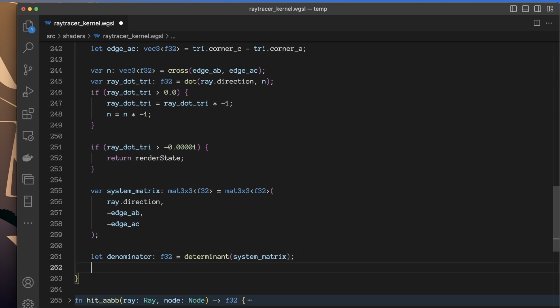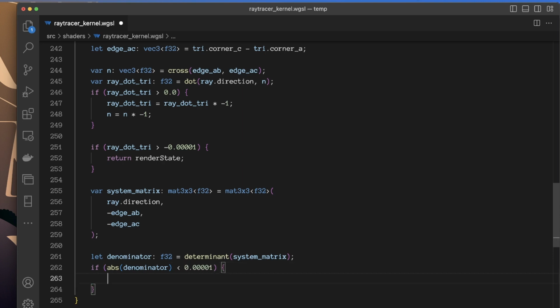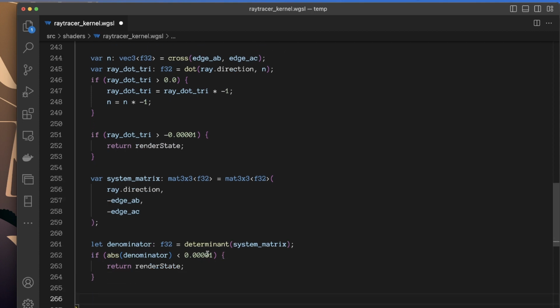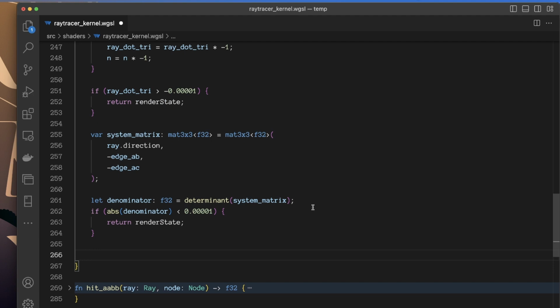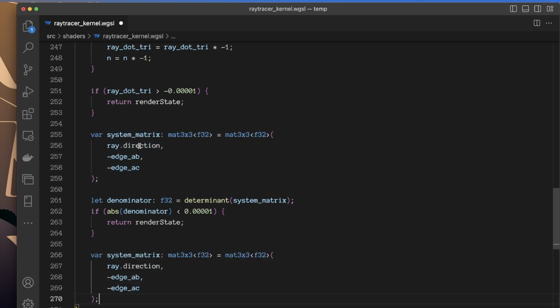We've got that. Now, another test probably is if the absolute value is too small, then we probably won't be able to solve for anything. So just return render state. Okay, now this is a little weird, but I'm going to reuse that system matrix variable because I've already used this to get the determinant, so that's fine.